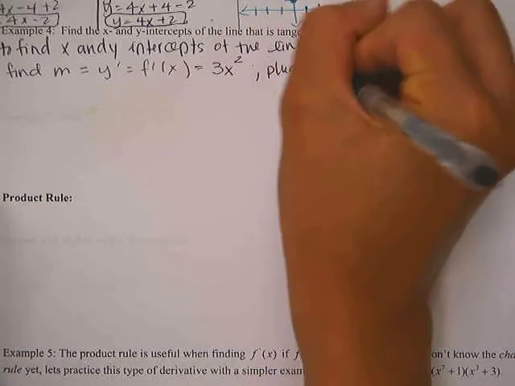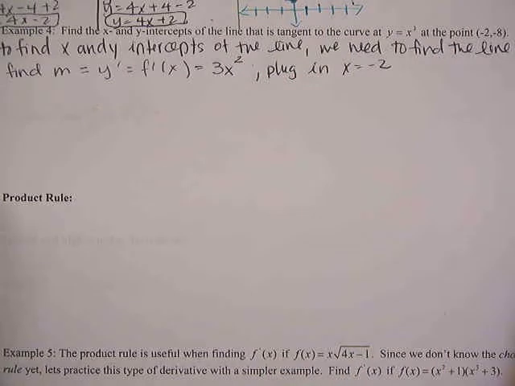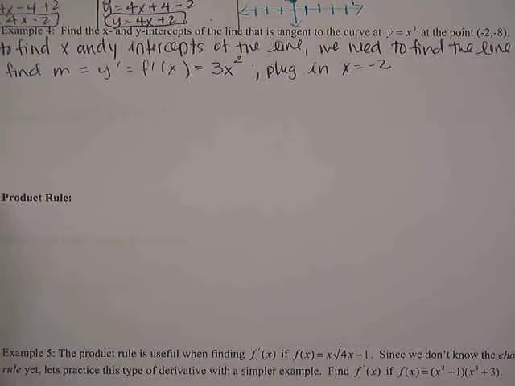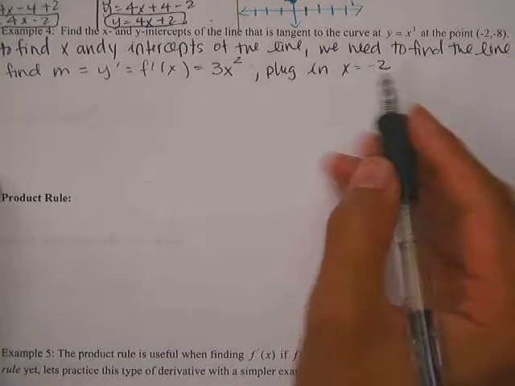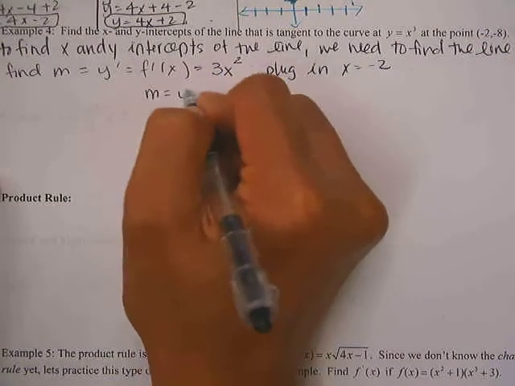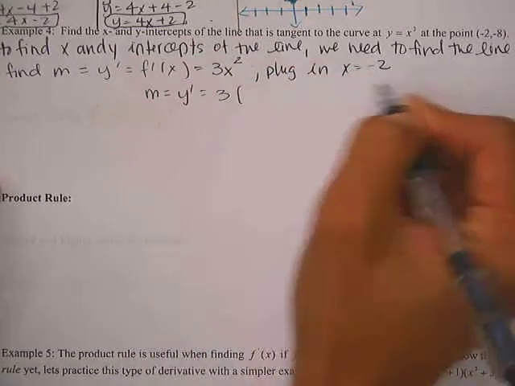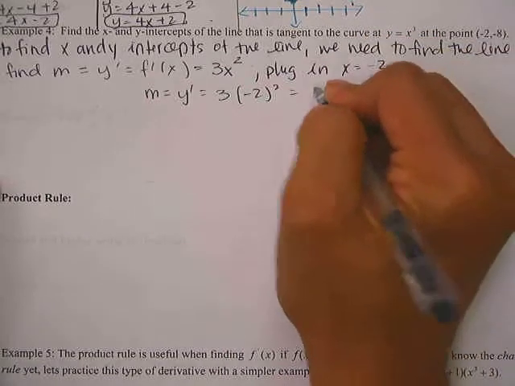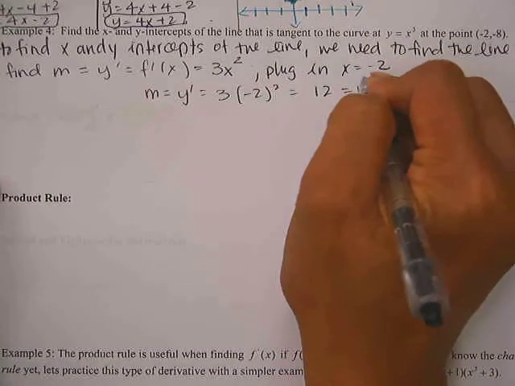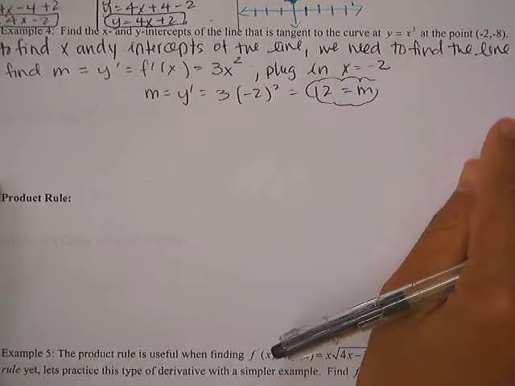Plug in x equals -2 to get the slope, because I need an equation of a line, and I have a point, but I need a slope. So here we go. m equals y prime, which is 3 times -2 squared, which is 4. 4 times 3 is 12, which is my slope. See that right there? So now I'm just going to write an equation of a line.